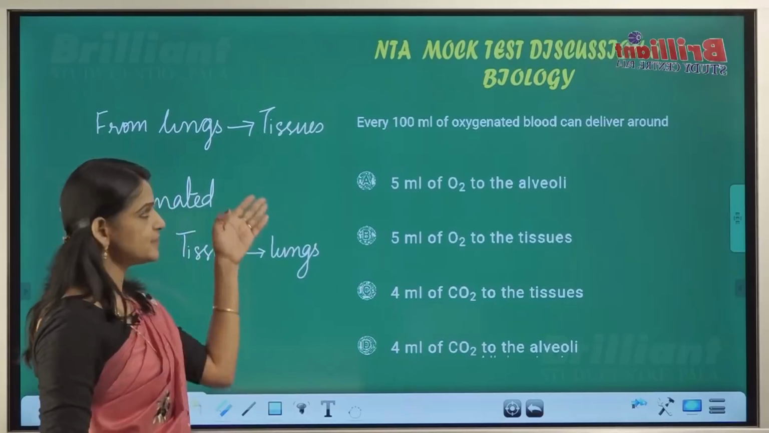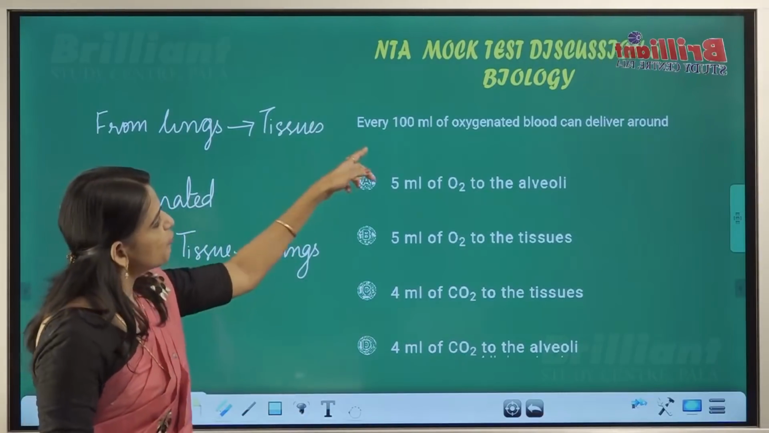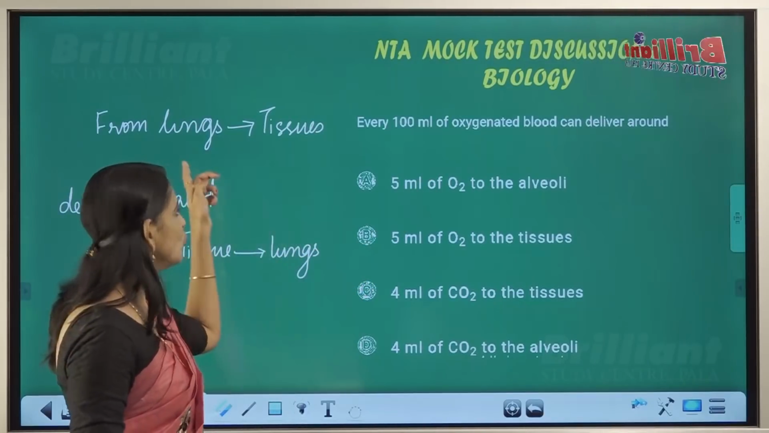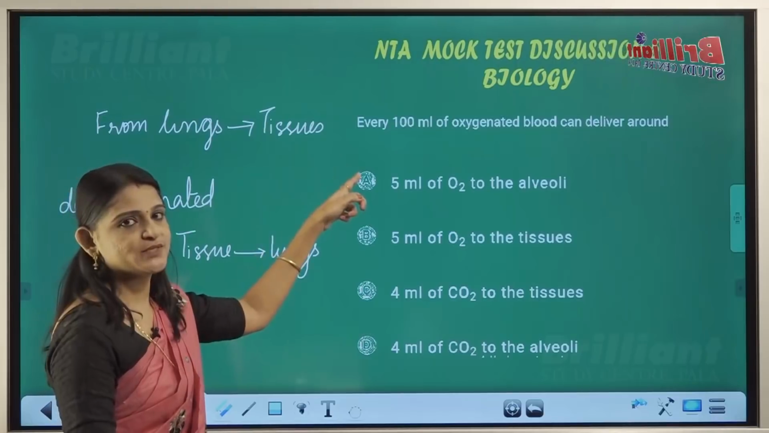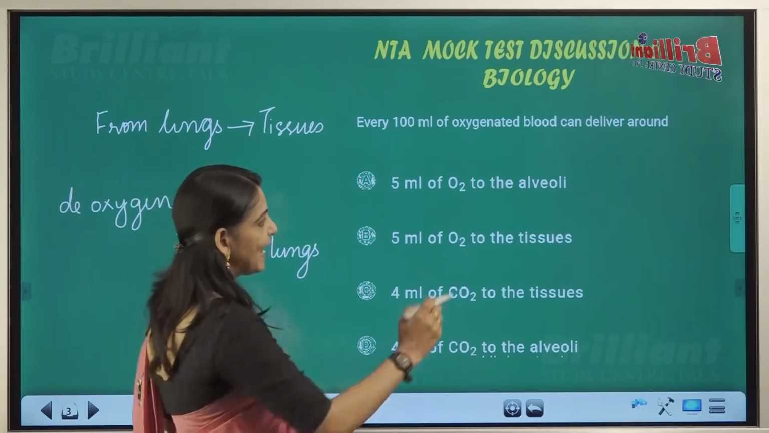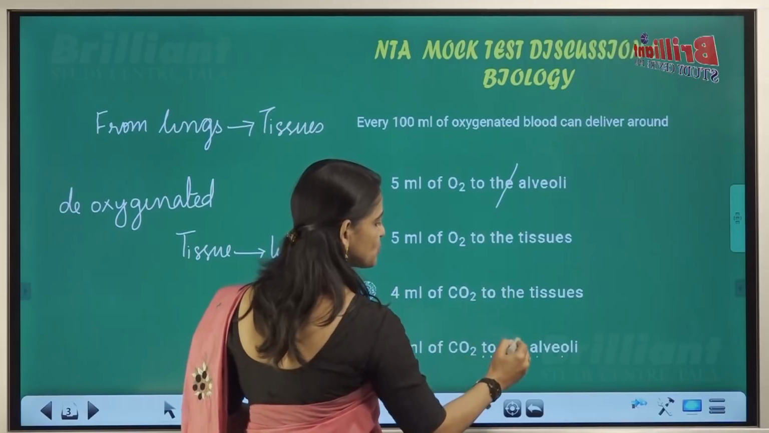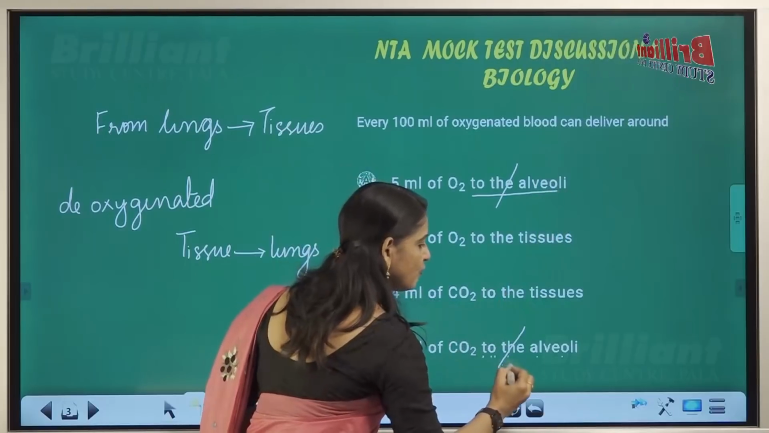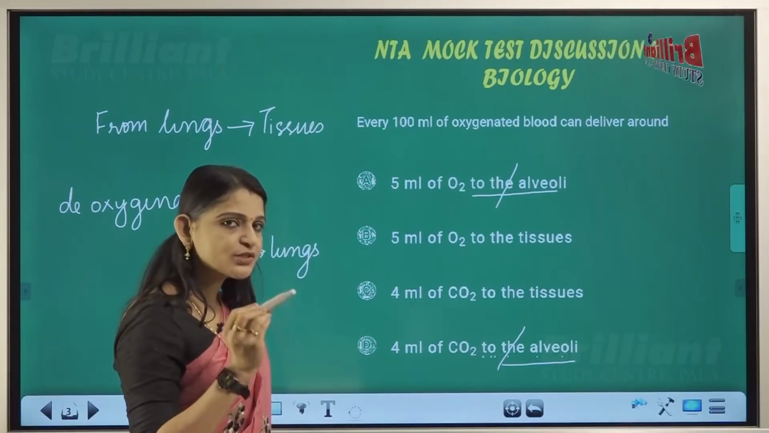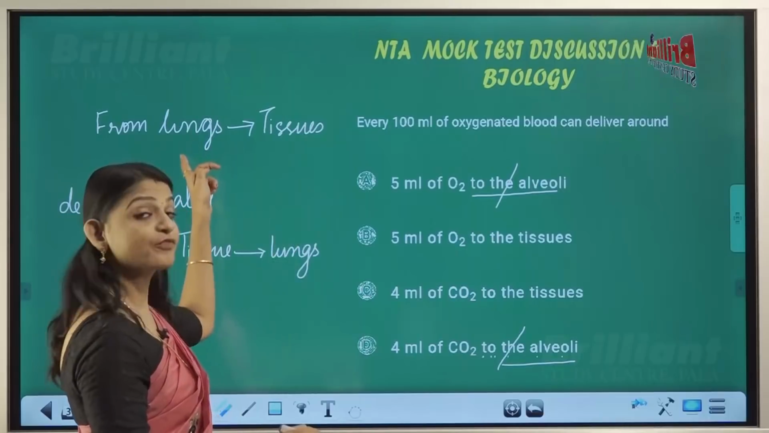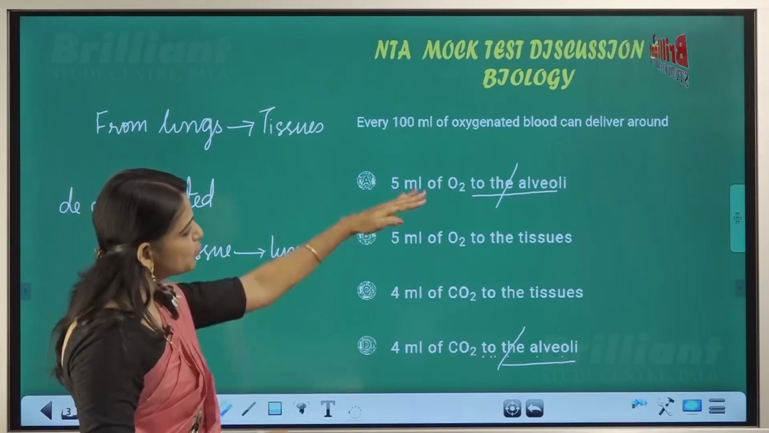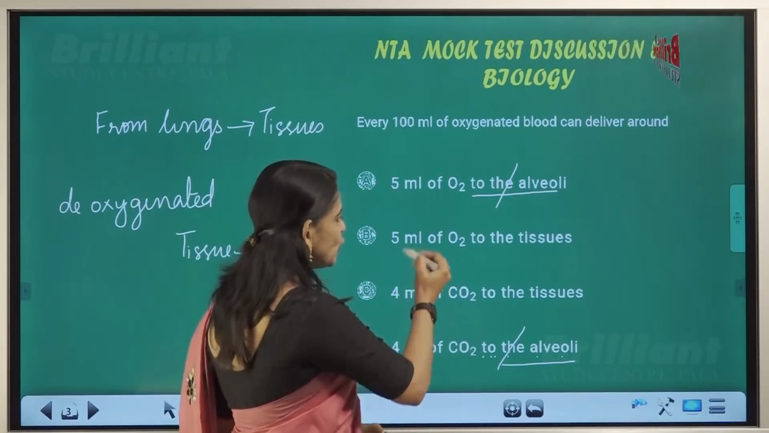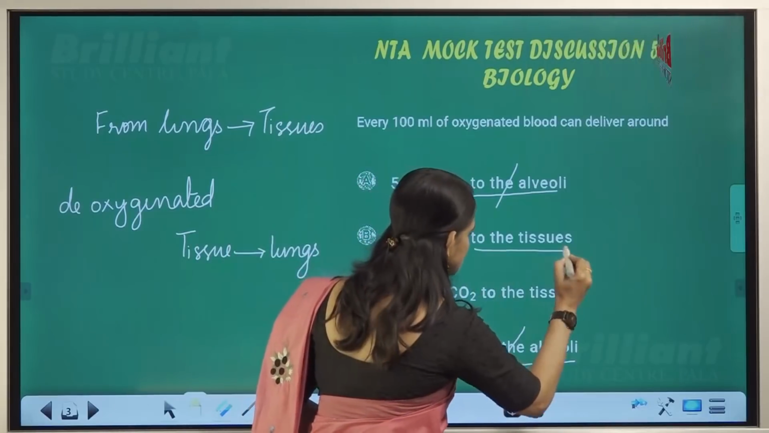So when I am saying that, you can understand that every 100 ml of oxygenated blood indicates that blood moves from lungs to the tissues. So from the options, we can eliminate these two options because they are telling that it is towards the alveoli. As it is oxygenated blood, definitely it is moving from lungs to tissues. So we eliminated the first and the last option. Now two options are there. They are telling to the tissues.